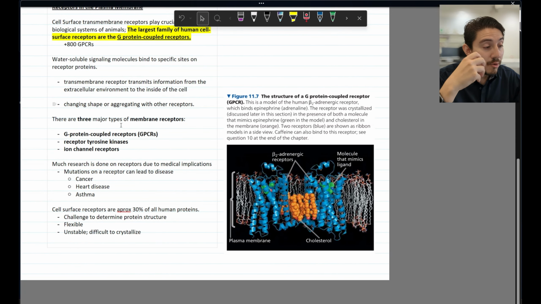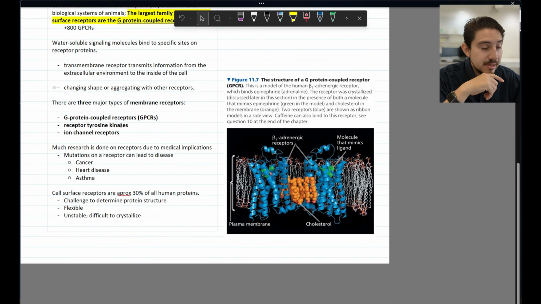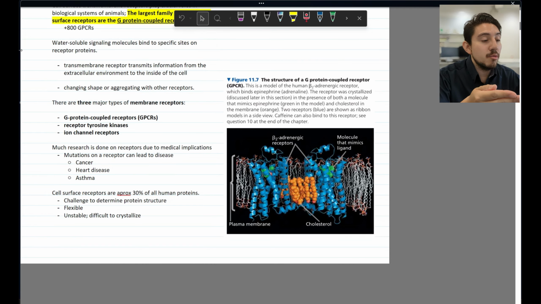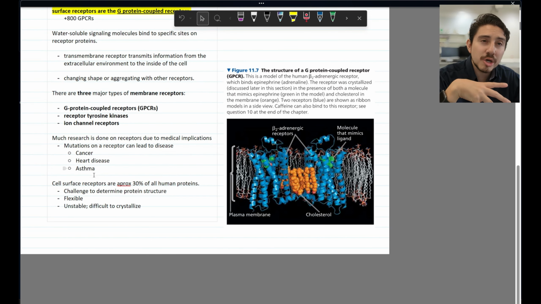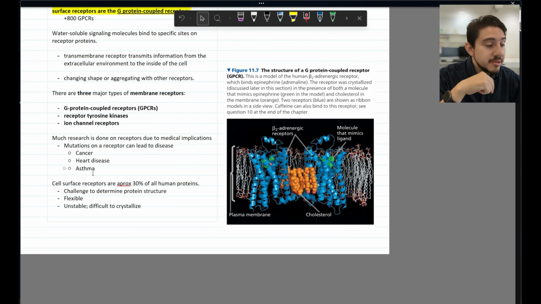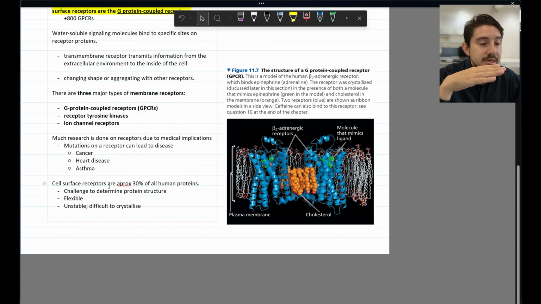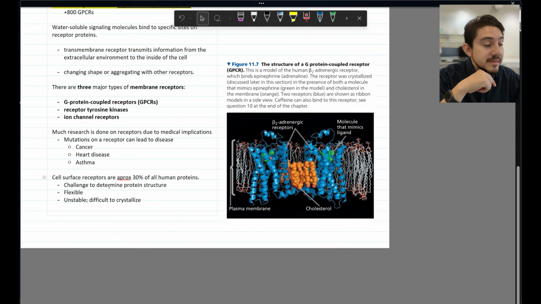Again, the water soluble signaling molecules would bind to these receptor proteins, and then ultimately they will relay information from the extracellular environment into the cell by changing the shape of the receptors. There are three major types of receptors: the G protein coupled receptors, receptor tyrosine kinases, and ion channel receptors. We're going to take a look at each of them in some detail.